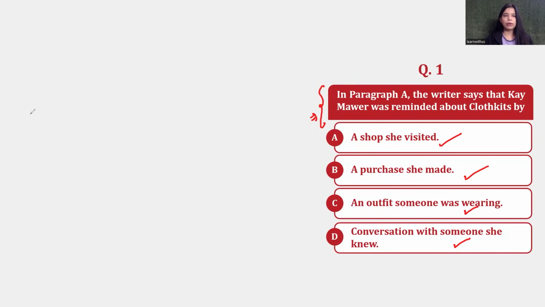Now, the main question over here, let's read this once again. It says, in paragraph A, the writer says that Kay Moyer. Now, here we have a proper noun, Kay Moyer. It's a name. So Kay Moyer was reminded about cloth kits. Now this is another proper noun. This is also a name. So she was reminded about cloth kits by A, B, C, D. Let's first read the paragraph and then we'll come back to the options.